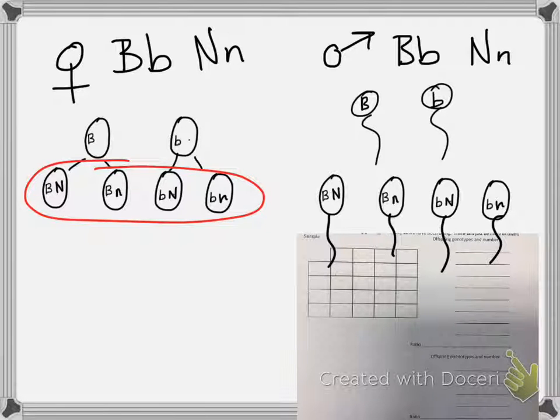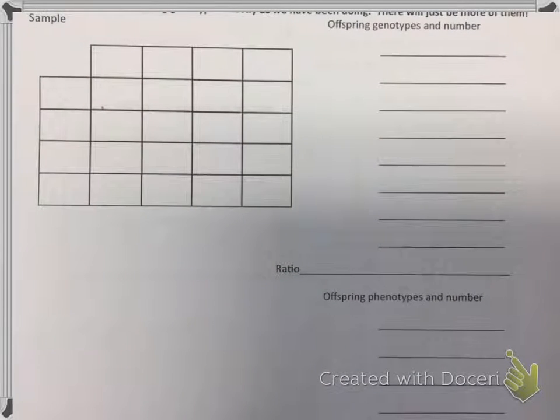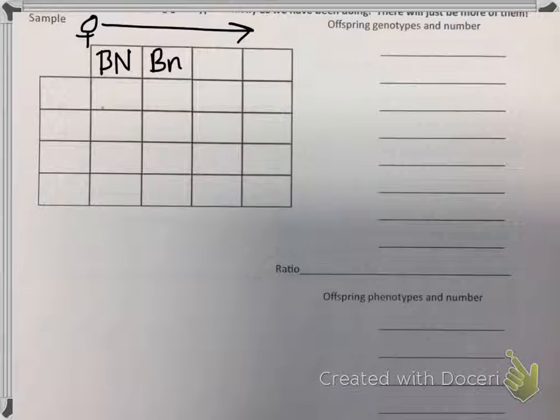Now, to show those combinations on a dihybrid Punnett square, we have to use one of these bigger Punnett squares, and that's what you've got on the page. So we're going to do one sample together. That's this. We're going to put mom's combinations across the top. So she has big B, big N, big B, little n, little b, big N, little b, little n.